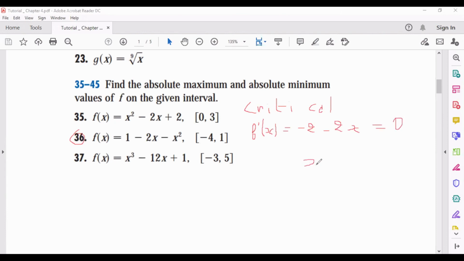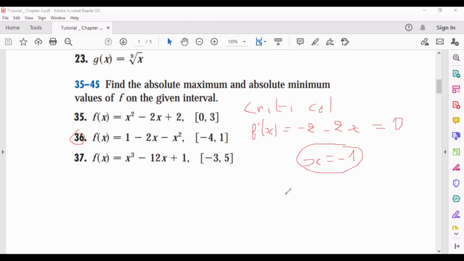X equals minus 1. Then, to summarize, we have just one critical number, which is minus 1. Because the derivative is defined, the set where f prime is not defined is empty, and the set where f prime is equal to 0 contains only one element, which is minus 1. Then we have one critical number.